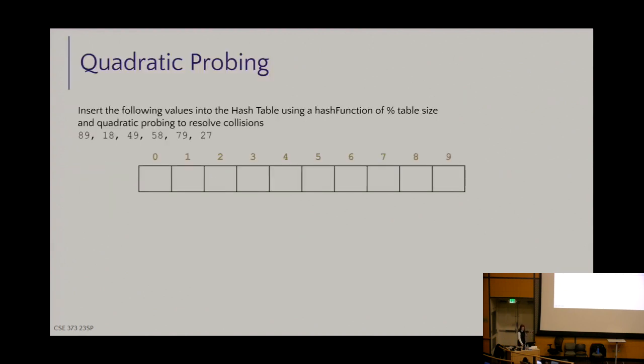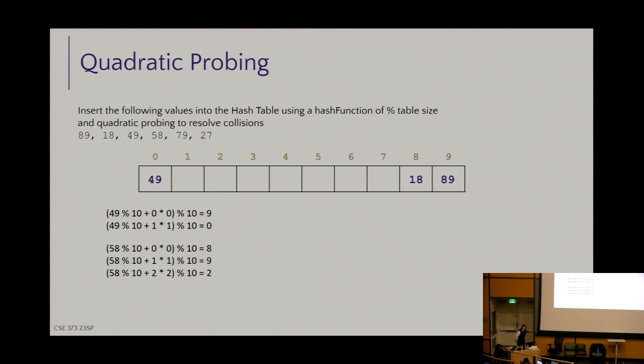Okay, let's look at an example. So I put 89 into the table. I put 18 into the table. I want to put 49 into the table. It wants to go into index 9, but it's full. The first round of quadratic probing is still just going to look next door because 1 times 1 is 1. But if I try to put 58 in, well, it wants to go into index 8, but that's full. And then it wants to go into index 9, but that's full. And so then it wants to go into index 2.